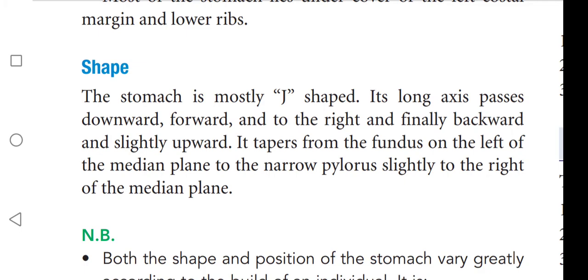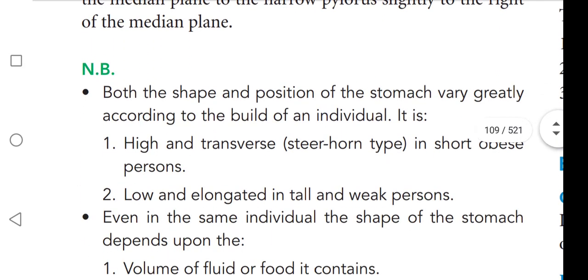The shape is mostly J-shaped. Its long axis passes downward, forward and to the right and finally backward and slightly upward. It tapers from the fundus on the left of the median plane to the narrow pylorus slightly to the right of the median plane.